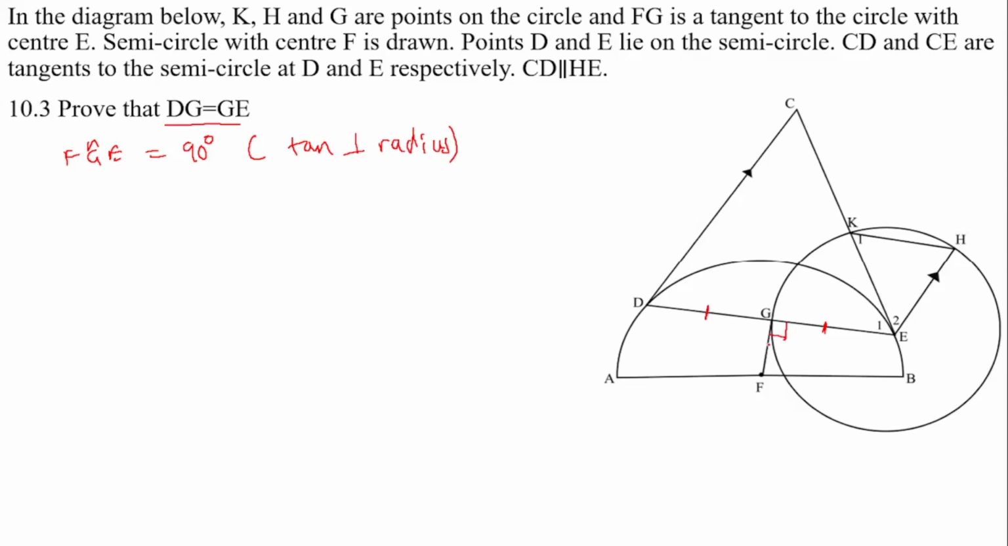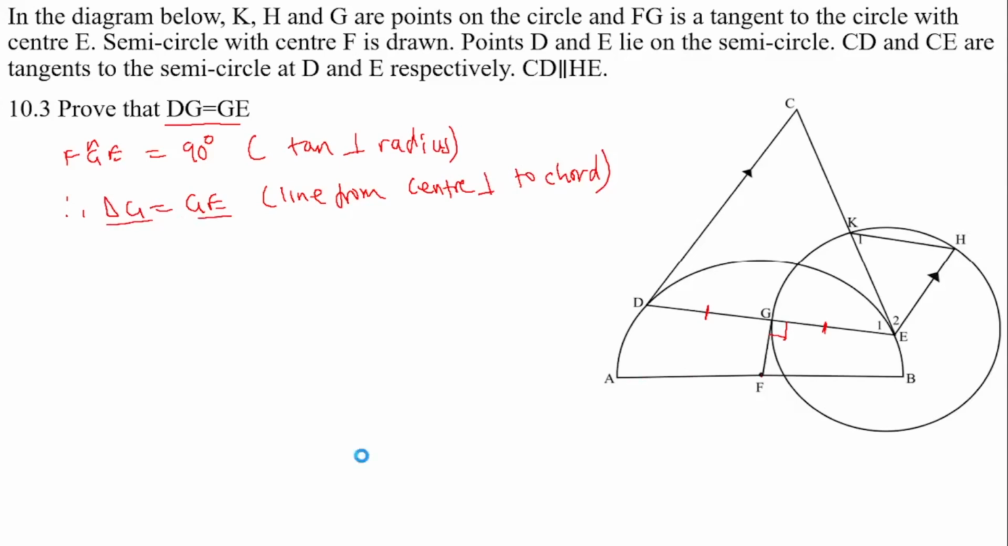Okay, right? And then what do you know about a line drawn from the center? Because F is the center of the semicircle. So FG is a line drawn from the center perpendicular to the chord. DE is the chord of this semicircle. So line drawn from the center perpendicular to the chord will bisect the chord. Therefore we can say that DG is equal to GE. And then the reason, line from center perpendicular to chord. Okay, and then we managed to prove that.